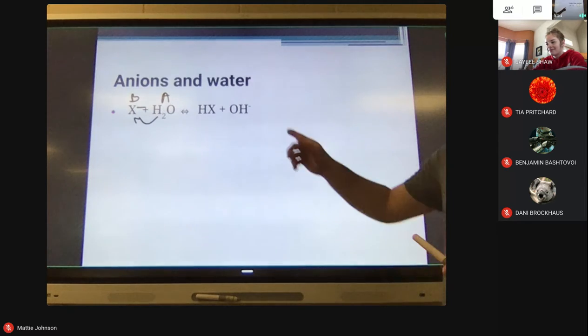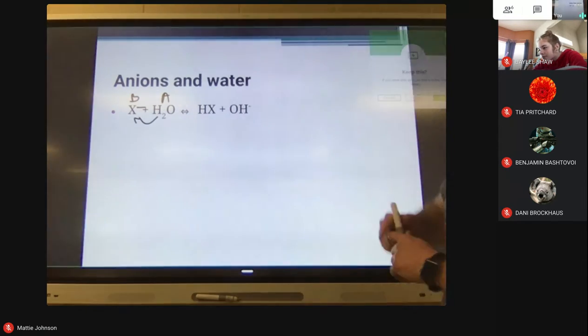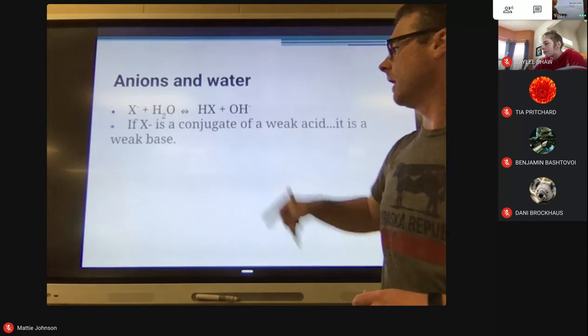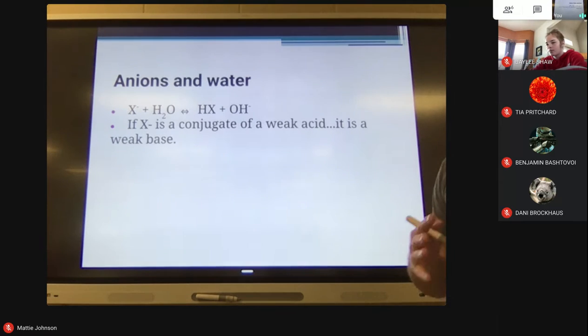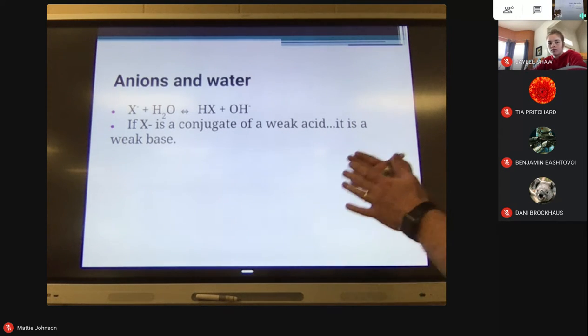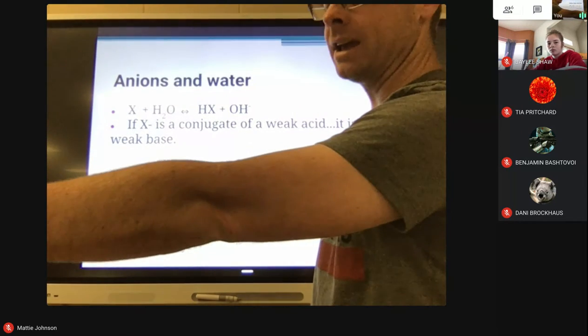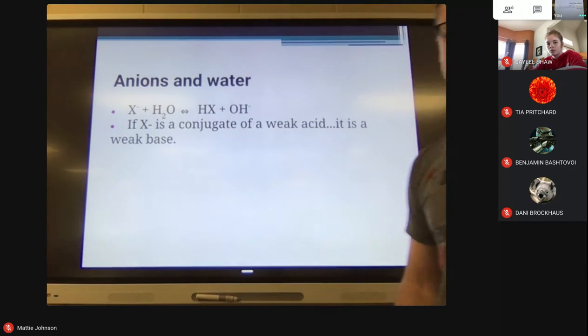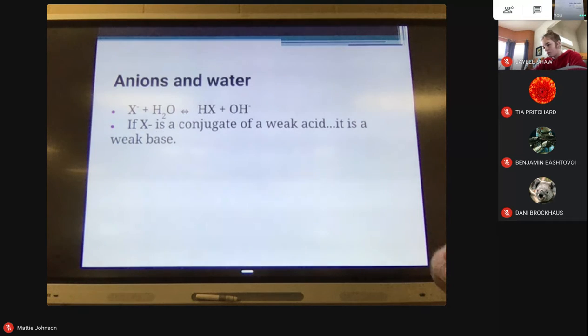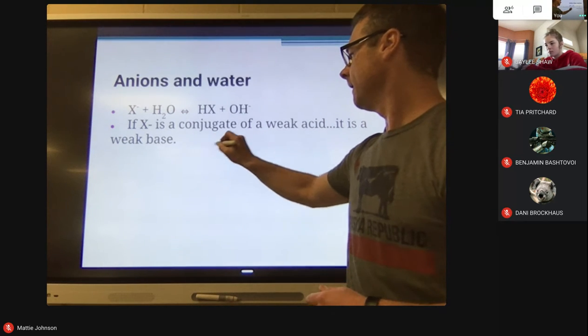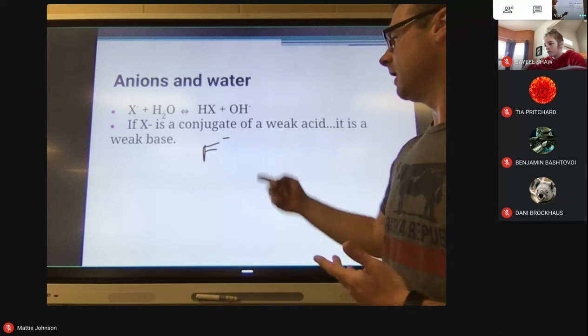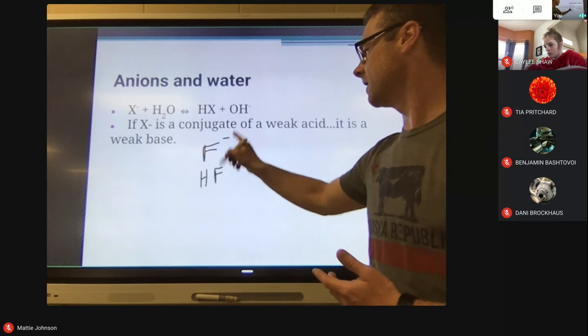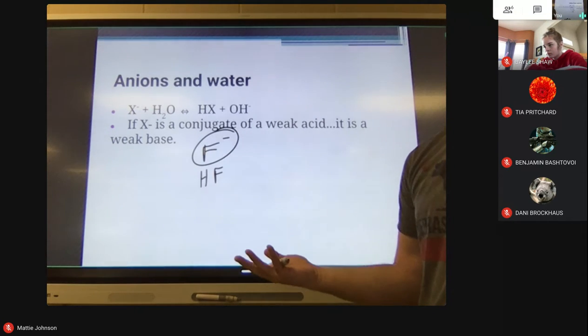Okay. So this is what we're trying to make here, is make this OH-. All right. So here is the whole key, and this is the clue. If it will mess with the pH: if X- is a conjugate of a weak acid, so basically, if X- is something on the weak acid chart there, it's probably going to be a weak base. Examples: F-. HF is a weak acid. That's a weak base. It's going to affect the pH.